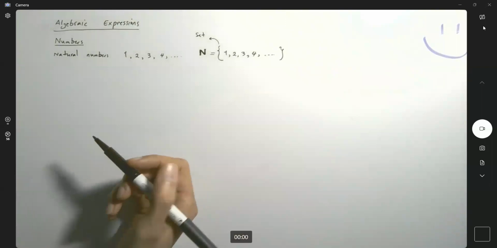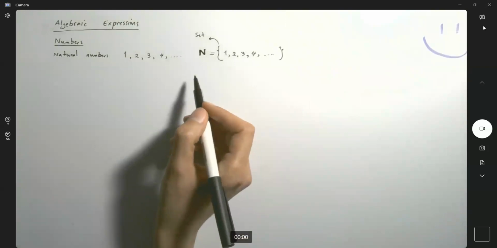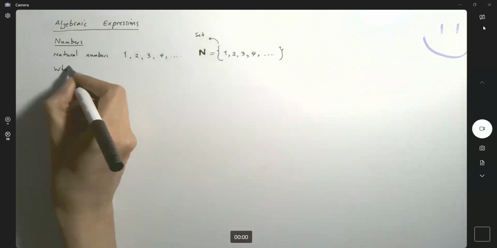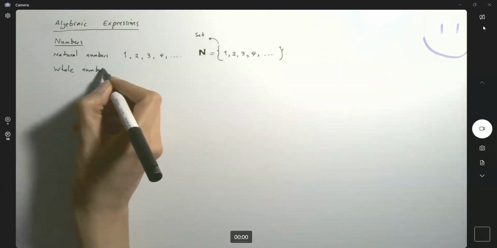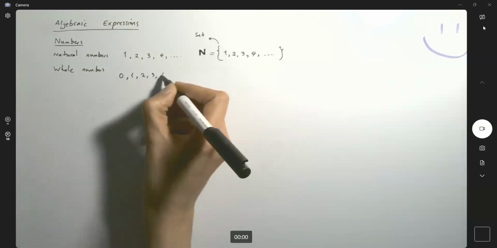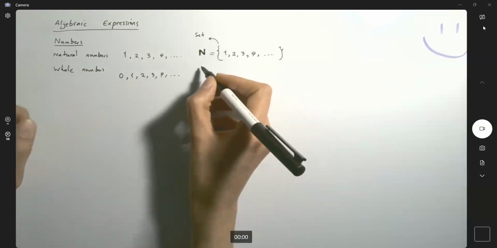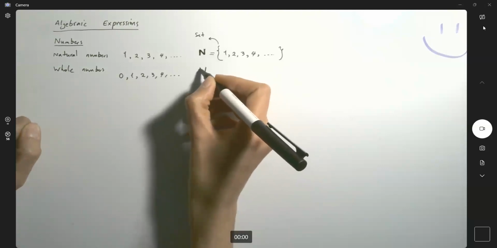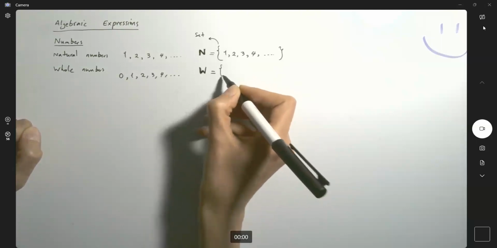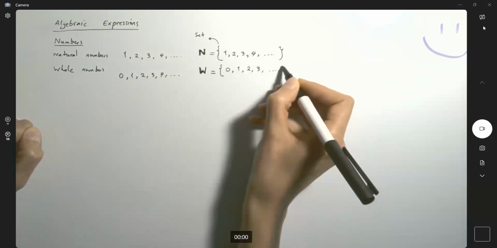I expect you to ask, well, how do I expand this system? We're going to add 0, but we're going to call it a new system, whole numbers. When it comes to whole numbers, we are adding 0. Then we go to 1, 2, 3, 4, and the rest of them. We're going to denote this new set by W, or whole number system. This is equal to the set including 0, then 1, then 2, then 3, then 4, and the rest of them.